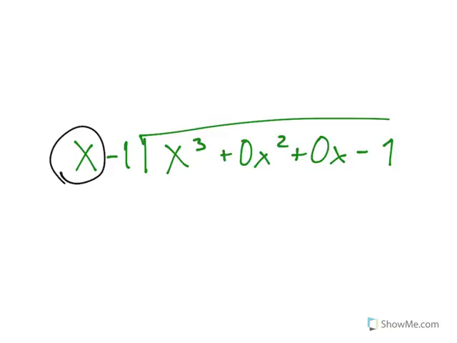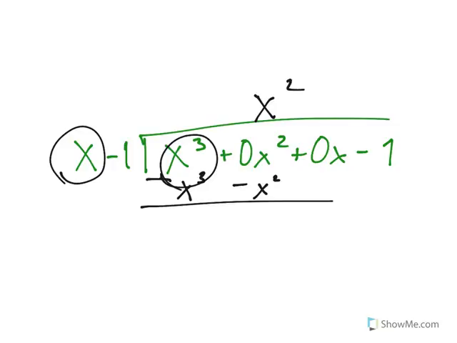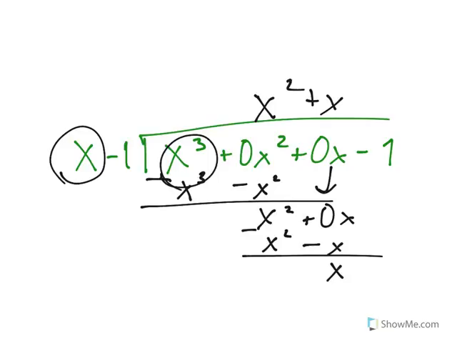What do you need to multiply x by to get x cubed? That's x squared. So you get x cubed minus x squared, and you subtract that from here. You end up with positive x squared. You bring down the 0x. What do you need to multiply x by to get x squared? That's just x. x times x is x squared. Negative 1 times x is negative x, and we subtract that from here, so we get positive x. We bring down the negative 1.